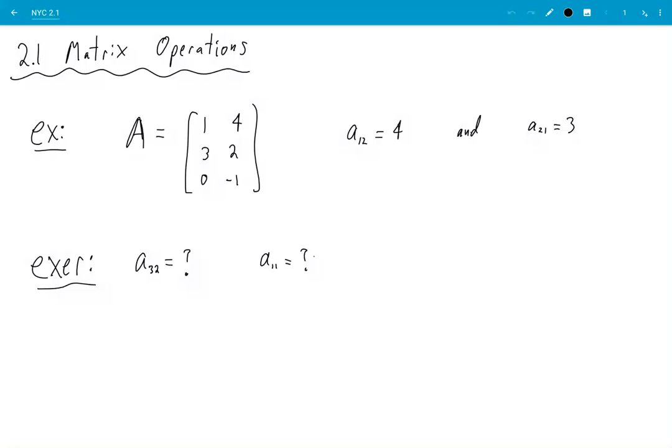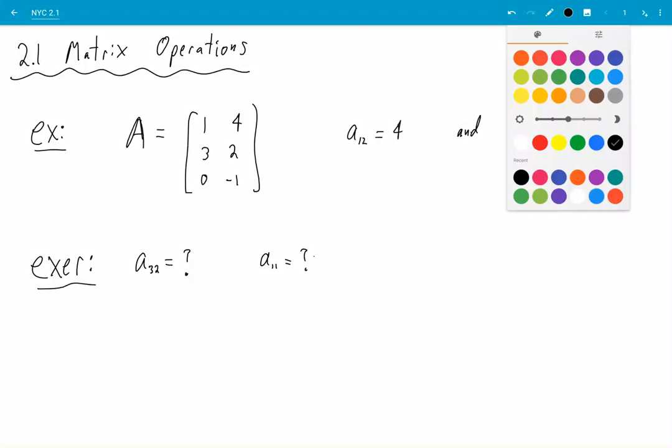Okie dokie. Pause and copy and try the exercise. Beep, bop, boop, bop, bop, beep.